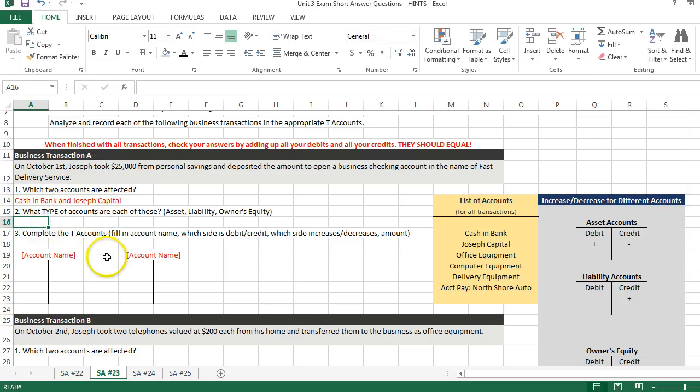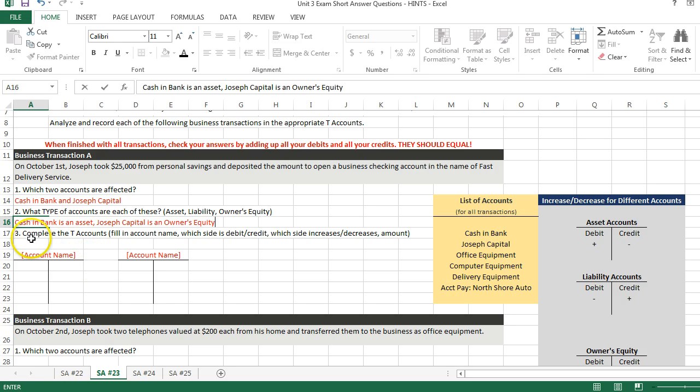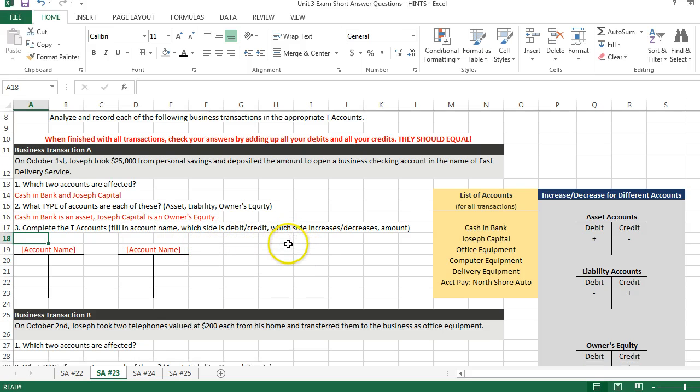What type of accounts are each of these? Our cash in bank, we should know by now, is an asset account. And Joseph Capital, you should know by now, is an owner's equity account. And now we need to complete the T accounts below by filling in the account name, which side is debit and credit, and which side is going to increase and decrease.